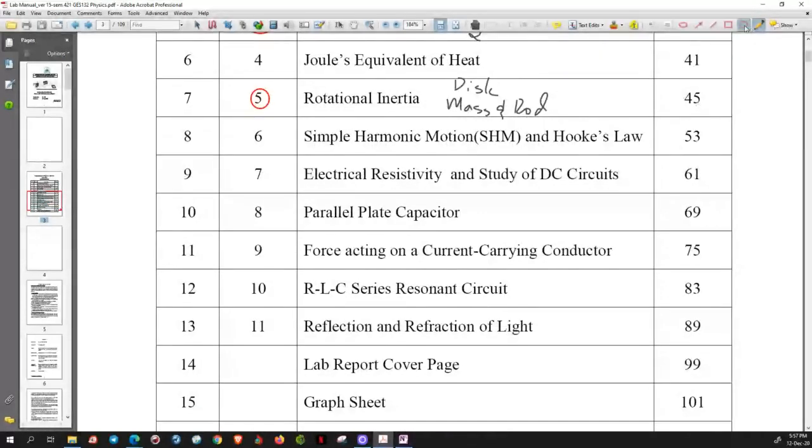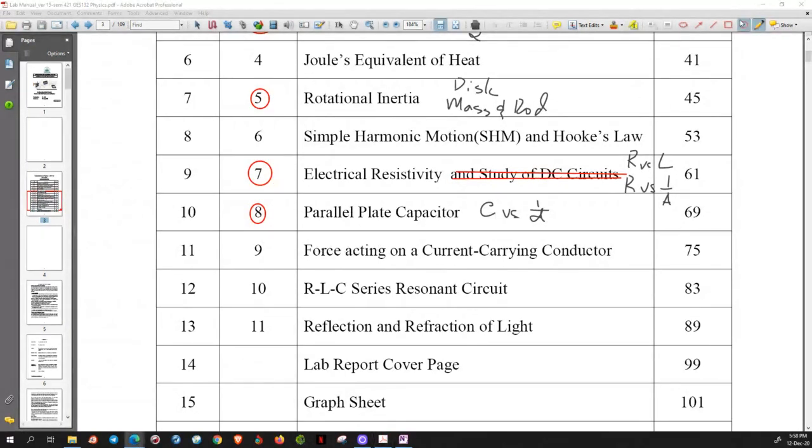Next, we have electrical resistivity. Only this part, because the DC circuit, we didn't do it this semester, okay? So we will do only electrical resistivity. There are 2 procedures for that. Number 1 is resistance R versus length, and then resistance versus the inverse of the area, or 1 over A. We'll also do the parallel plate capacitor, and in the capacitance experiment we will do only the capacitance versus 1 over D, or the inverse of the separation distance, okay?